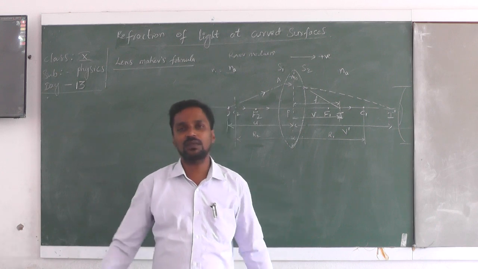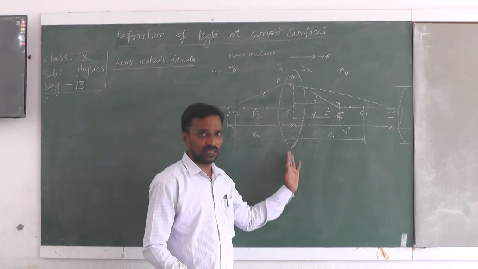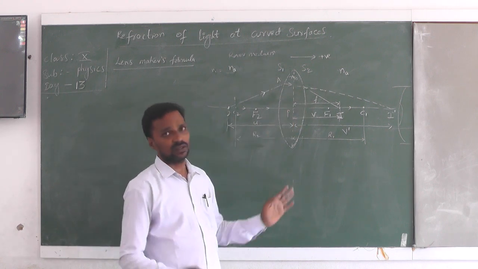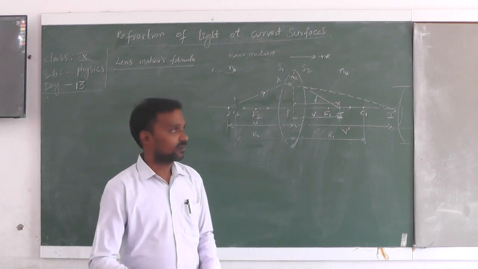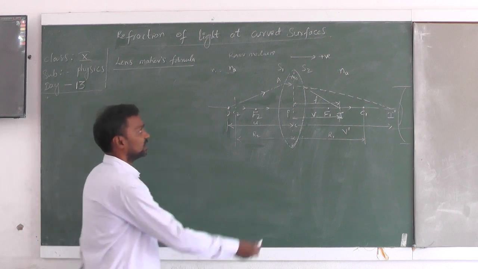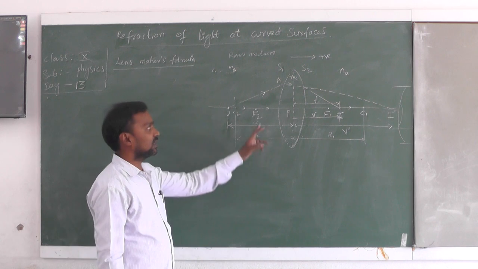By simplifying equation 1, that is with respect to surface 1, and this equation, if you simplify both, you will ultimately get the formula, that is the lens maker's formula. Now, consider this surface S1. S1 is one curved surface.